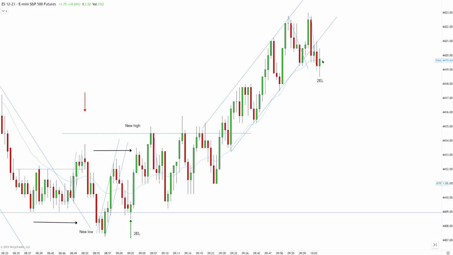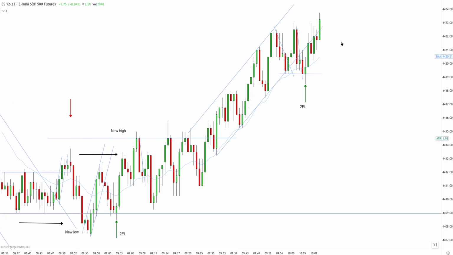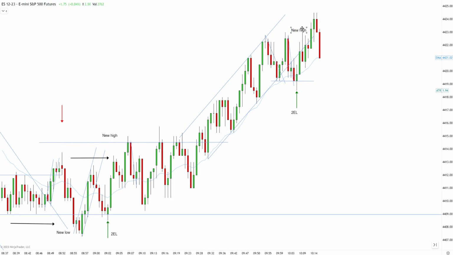I ended up being patient, but the context is so strong here. I'm gonna mark it because it is a second entry long. There's small support being formed. You're at the EMA and this spike and a channel needs to get new extreme. So decent setup. I just wished it had closed a little bit higher here. And price action created the new extreme.